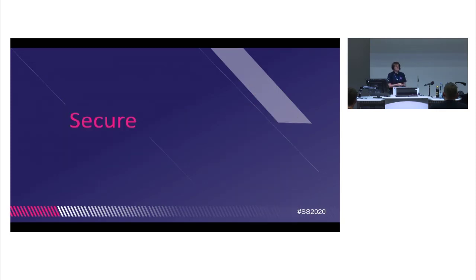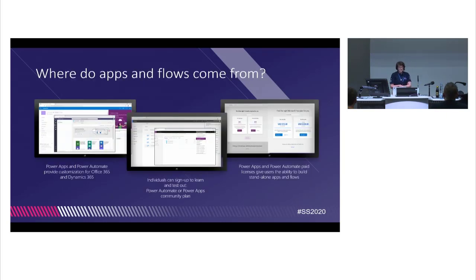So let's talk about the building blocks that we mentioned earlier, and let's start with secure. So the first thing to understand is, where do your apps come from? There's a seeded license through Office 365 and Dynamics 365. So users who have an Office 365 license have access to PowerApps and Power Automate to create resources there. Individuals can also sign up to a community plan that gives them access to a developer environment. They can create resources there, but they can't share them with anyone. It's for their own development only.